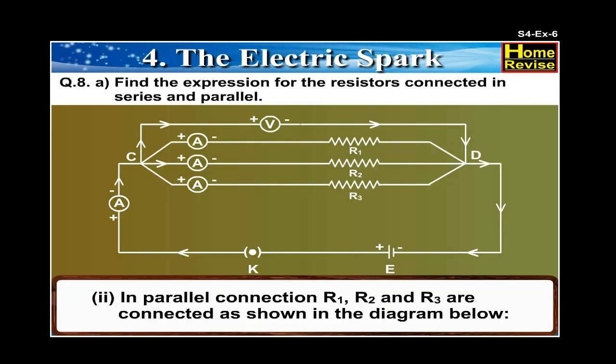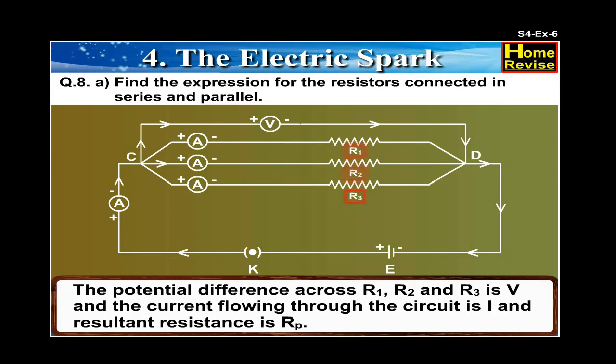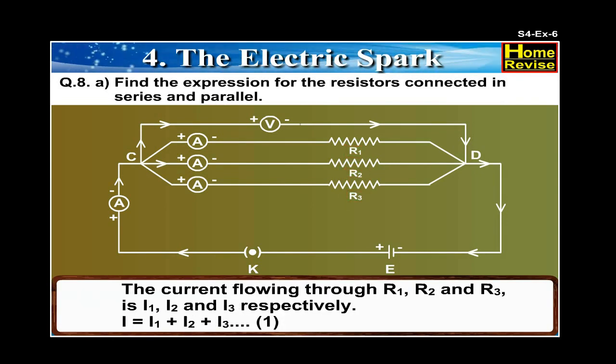Second, in parallel connection, R1, R2 and R3 are connected as shown in the diagram below. The potential difference across R1, R2 and R3 is V, and the current flowing through the circuit is I, and resultant resistance is Rp. The current flowing through R1, R2 and R3 is I1, I2 and I3 respectively. I is equal to I1 plus I2 plus I3.